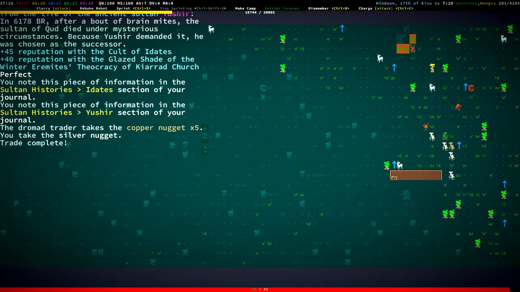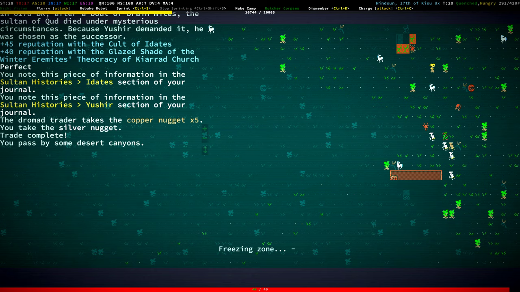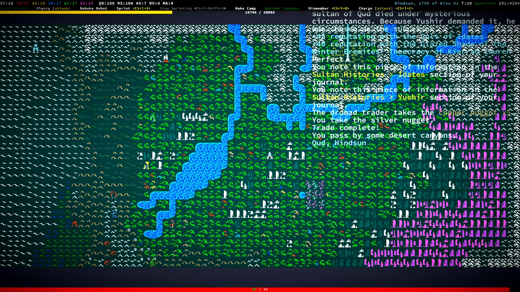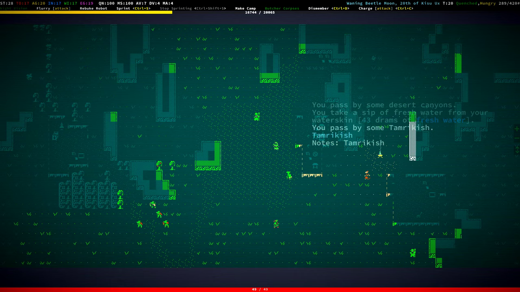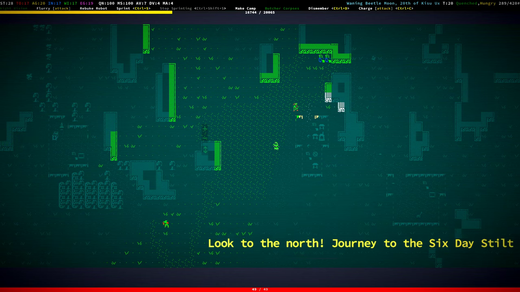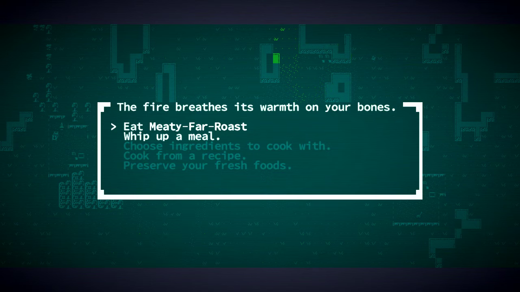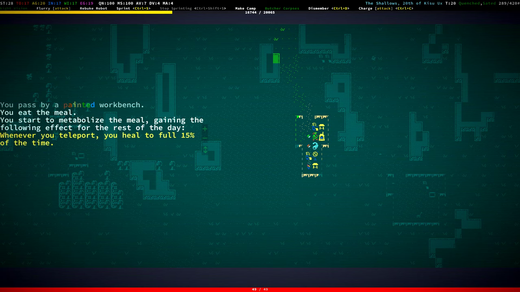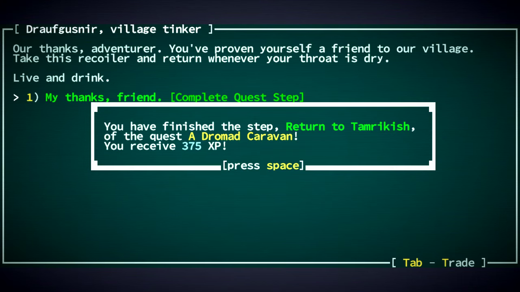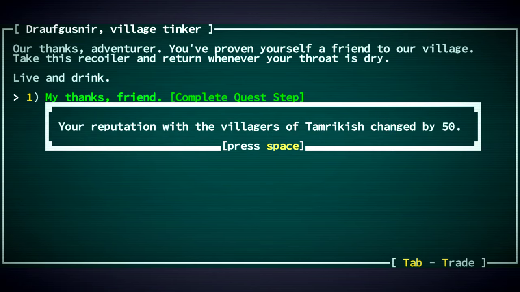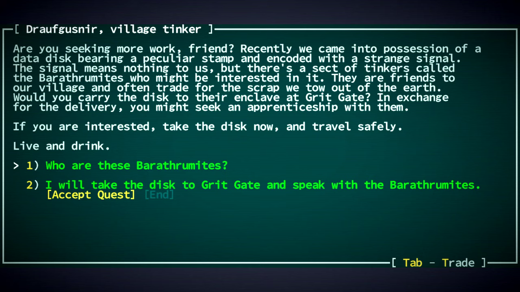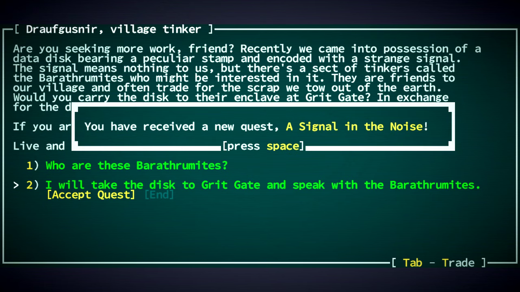Cool, cool. So we did it. We found it. We can leave again, and immediately go back here to Tamrakesh. Talk to the tinker. Have a hot meal. And I've located a Dromad caravan. Tamrakesh recoil comes with a very low charge recoiler. We accept the Barathrumite quest, which is something that always happens. You always get this quest.